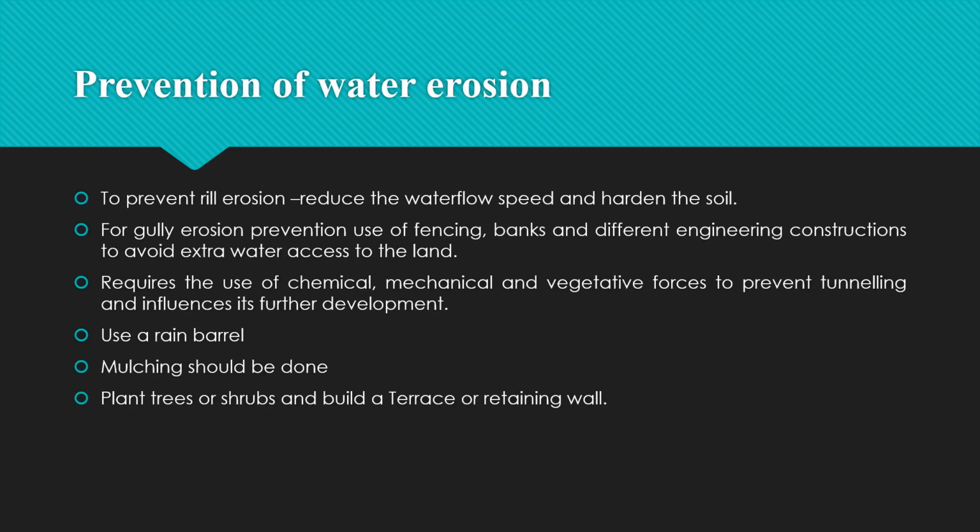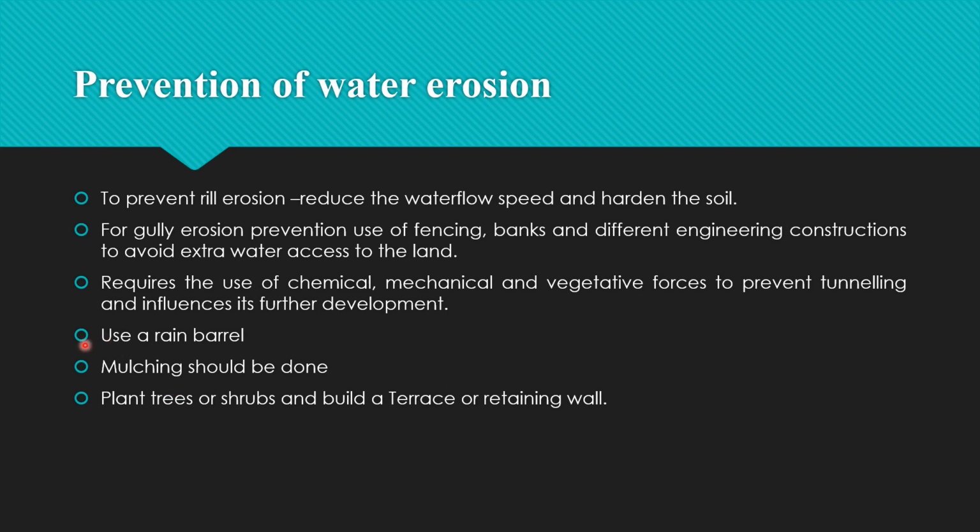Coming to the prevention of water erosion, how can we prevent it? By following these steps, you can prevent water erosion to some extent. First, to prevent rill erosion, reduce the water flow speed and harden the soil. For gully erosion, use fencing, banks and different engineering constructions to avoid extra water access to the land. For tunnel erosion, prevention requires the use of chemical, mechanical and vegetative forces.